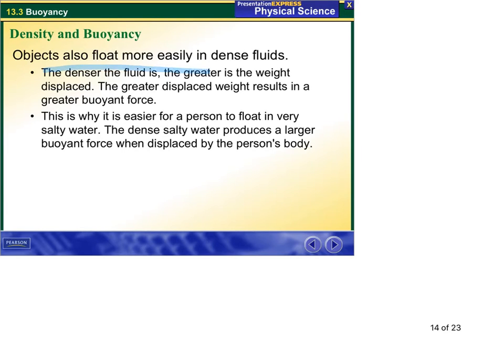The denser a fluid is, the greater the weight displaced, and the greater weight results in a greater buoyant force. So things float more easily in more dense fluids. That's why you can float in a very salty body of water, like the Great Salt Lake or the Dead Sea. These are very salty bodies of water, and that makes it very easy to float.